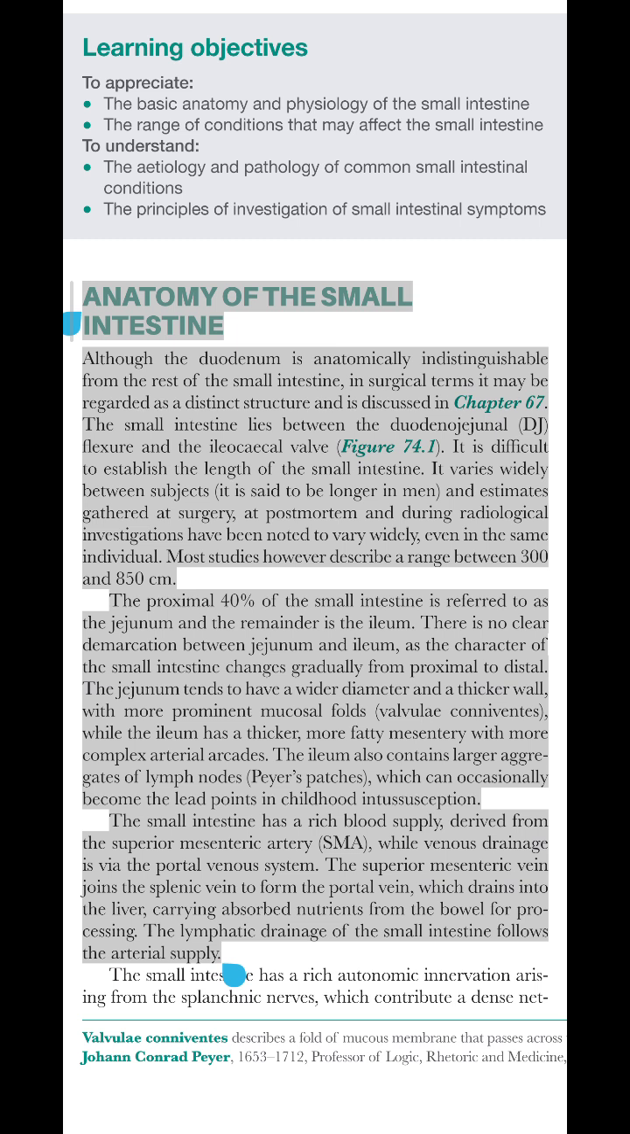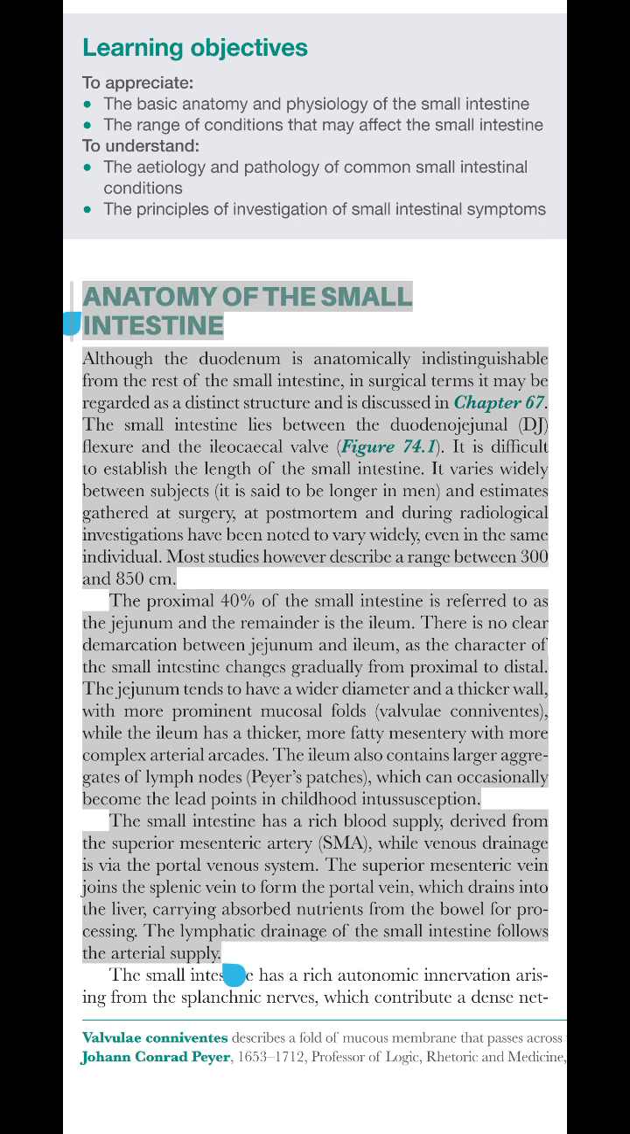It is difficult to establish the length of the small intestine. It varies widely between subjects. It is said to be longer in men, and estimates gathered at surgery, at postmortem and during radiological investigations have been noted to vary widely, even in the same individual. Most studies, however, describe a range between 300 and 850 centimeters. The proximal 40% of the small intestine is referred to as the jejunum and the remainder is the ileum.